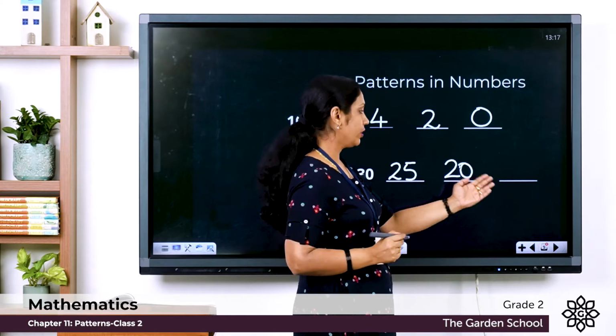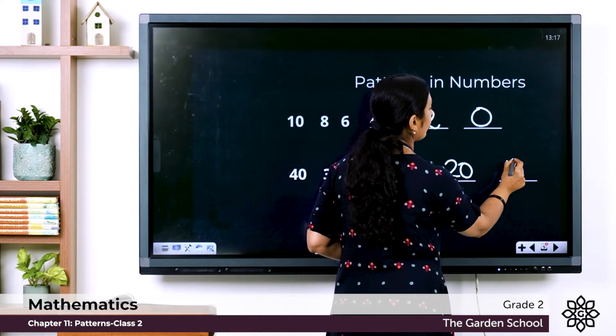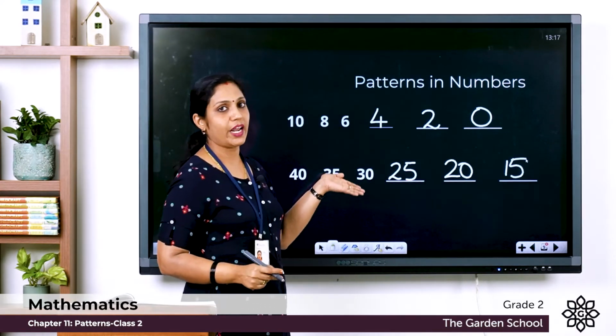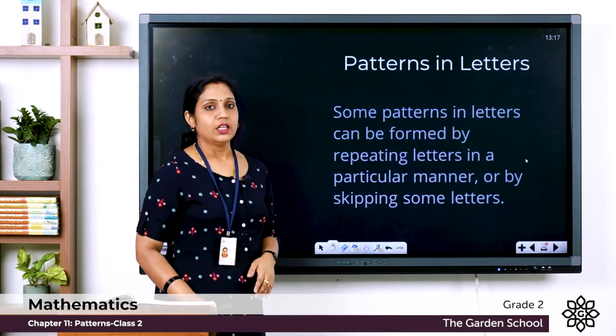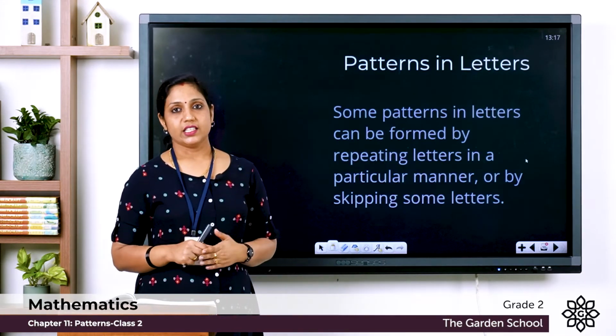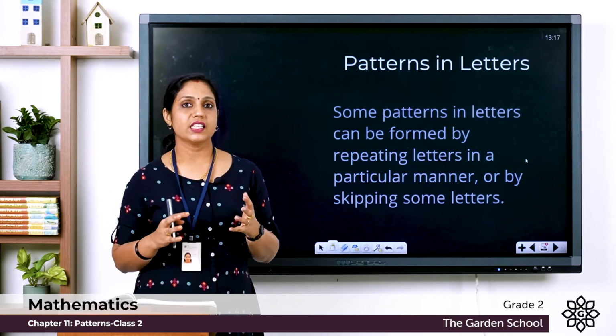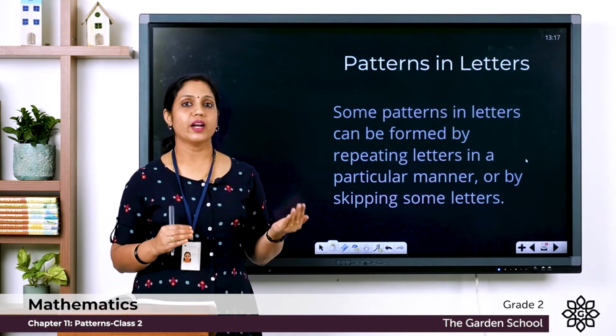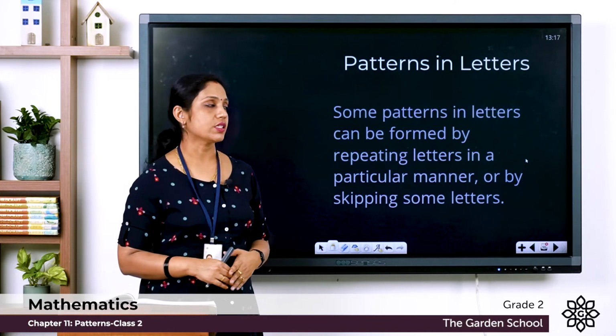20 minus 5 is 15. So this is how we have to arrange these numbers by subtracting. Now let's learn patterns in letters. Till now we were learning the patterns in numbers. Letters also can be arranged in patterns. So let's see how it is.